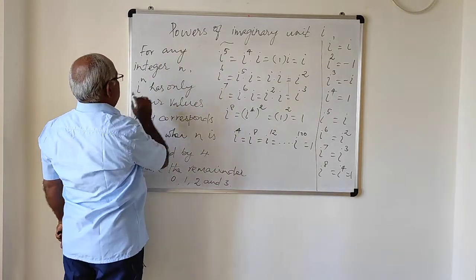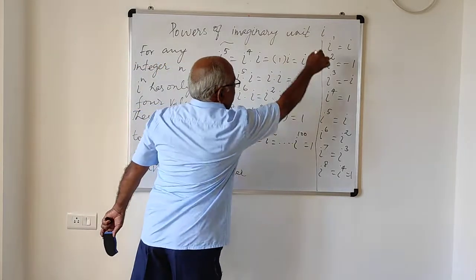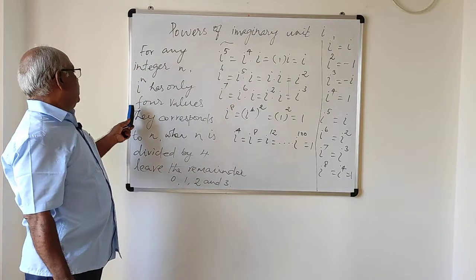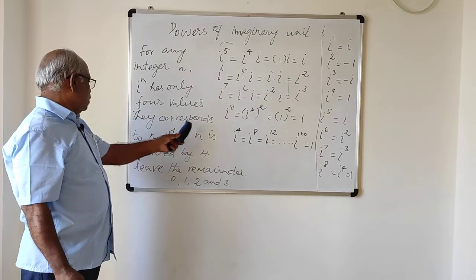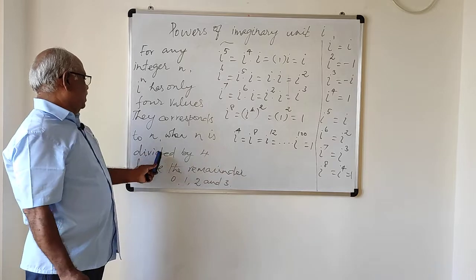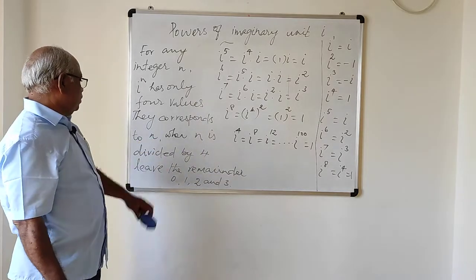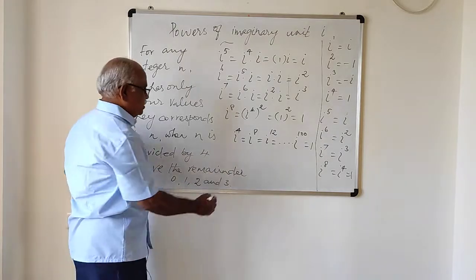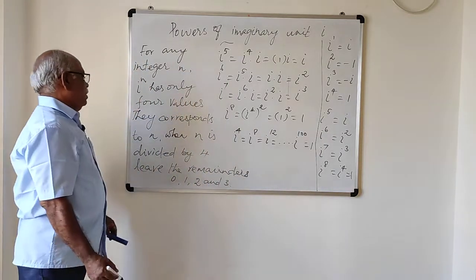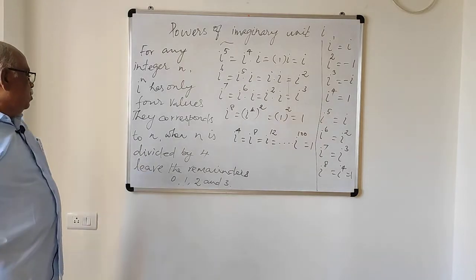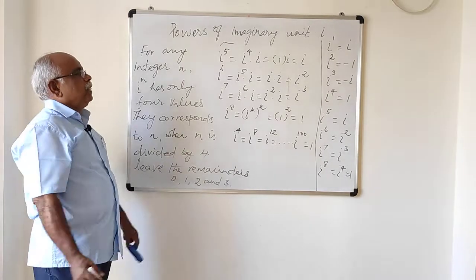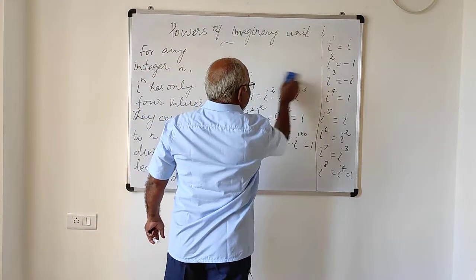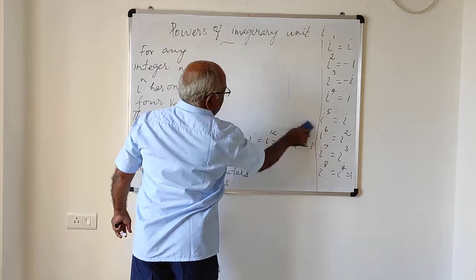For any n, i power n has only 4 values. Those values correspond to n when n is divided by 4, leaving the remainders 0, 1, 2, and 3 only. So from this, we conclude a general idea of the power of i.